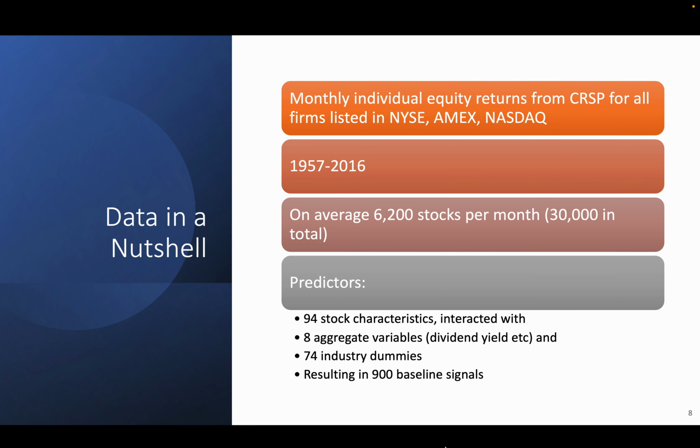I therefore need to remind you on the data we are looking at. Monthly stock returns from 1957 to 2016, on average 6,200 stocks per month. There are 94 stock characteristics for each stock, interacted with 8 aggregate variables like the dividend yield, interacted with 74 industry dummies, which in total gives roughly 900 predictive signals.